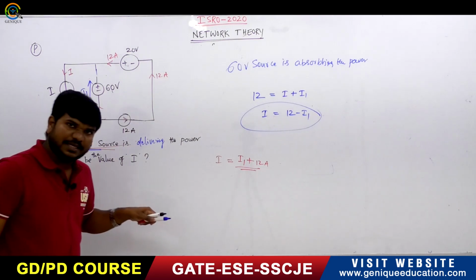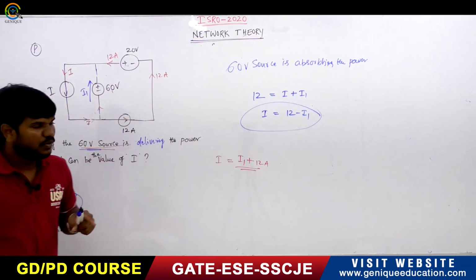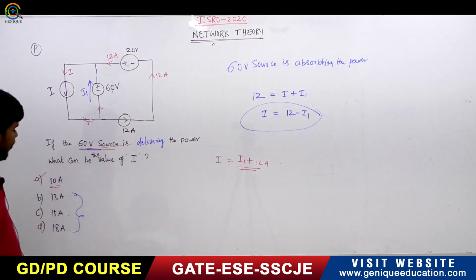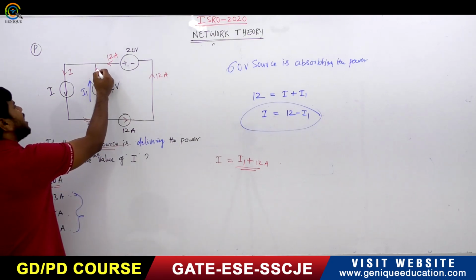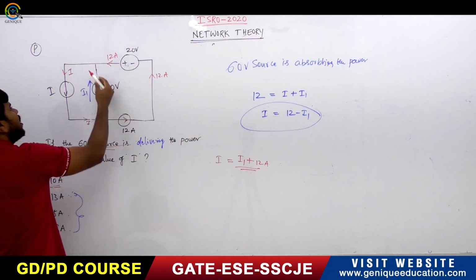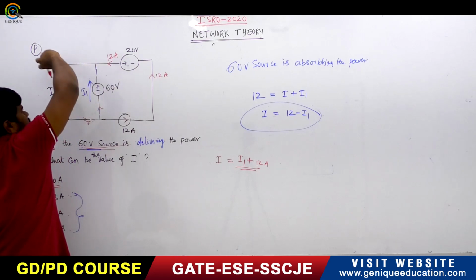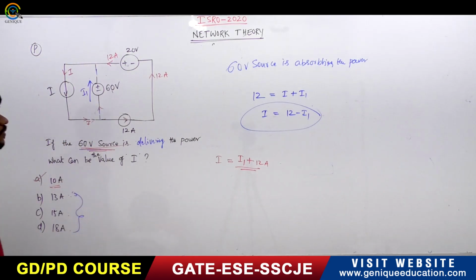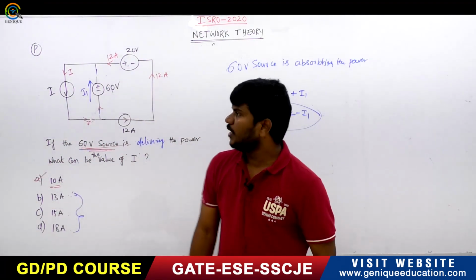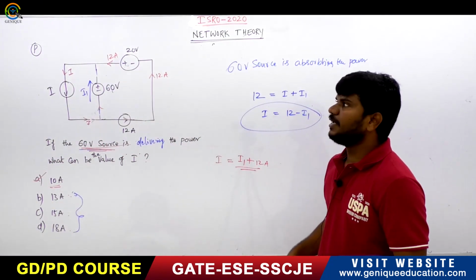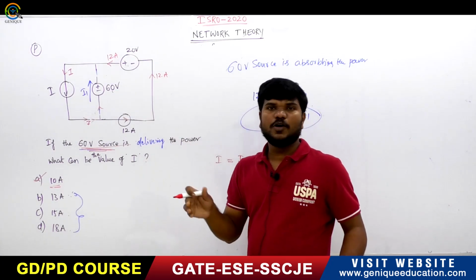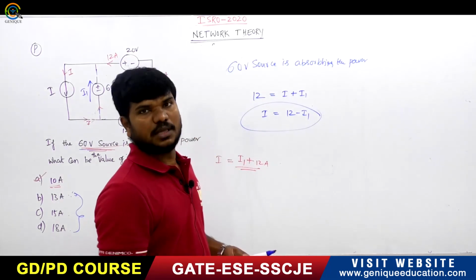He will not give it like that. Only one option will be the answer. So, this is the I1. These three options may be correct. So, here it is I1, it is 12 amperes, and again this I1 plus 12 amperes is equal to I. Right? This is how you have to think. I hope you got it. This is a very, very important question, and these kinds of questions will give you a clear idea about what is delivering the power and what is absorbing the power.